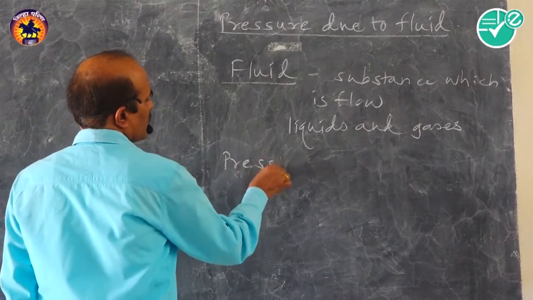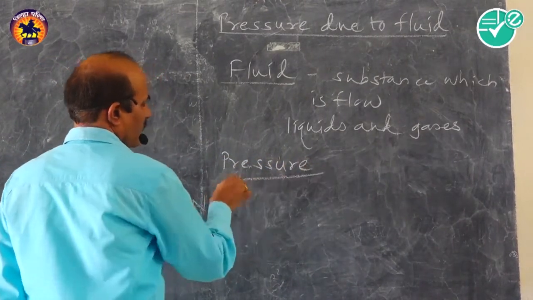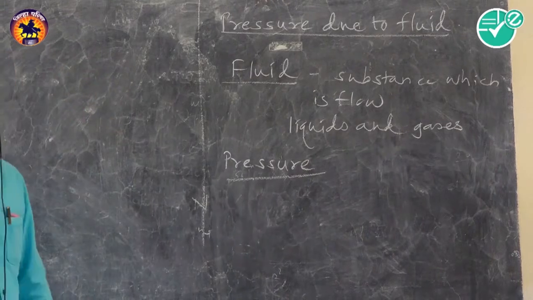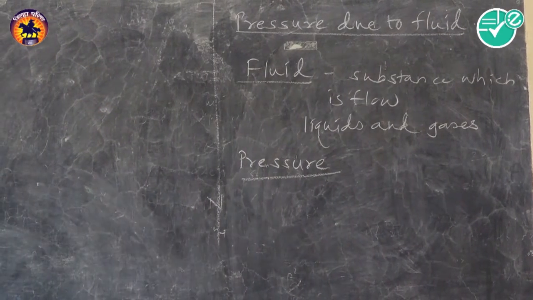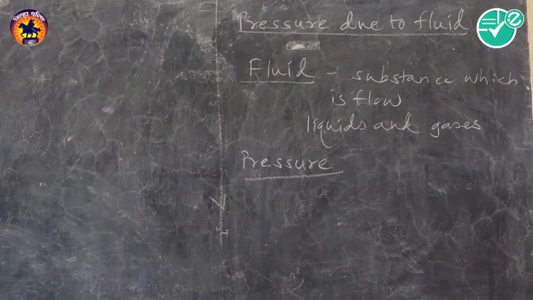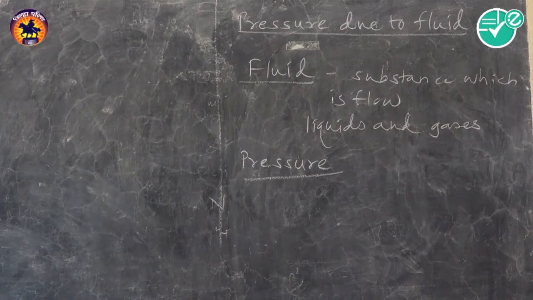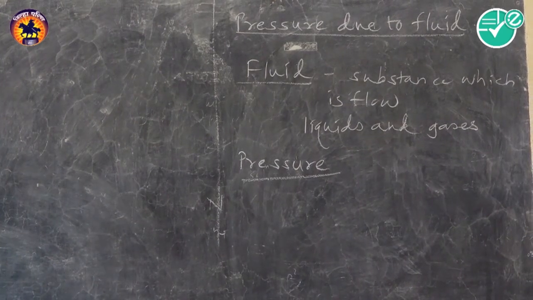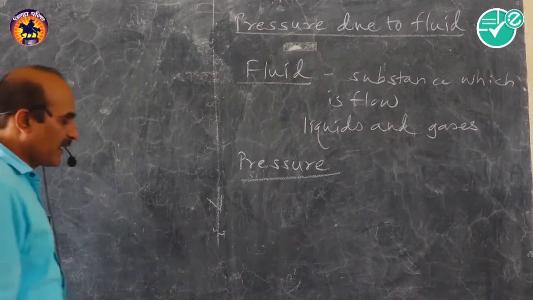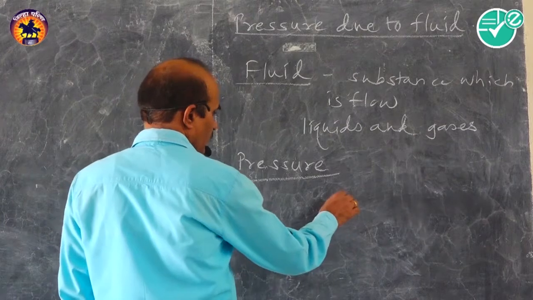First we see what pressure is. Pressure is the thrust exerted by the liquid on a per unit area when it is normal or in contact. We can draw the figure for it.